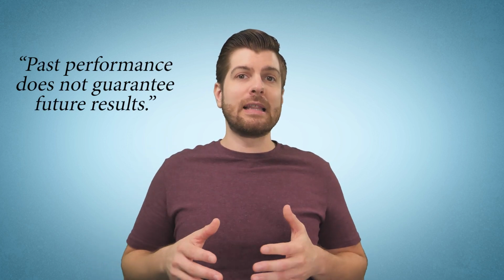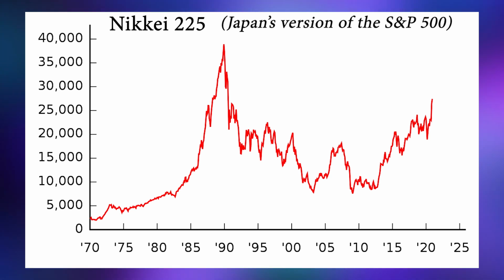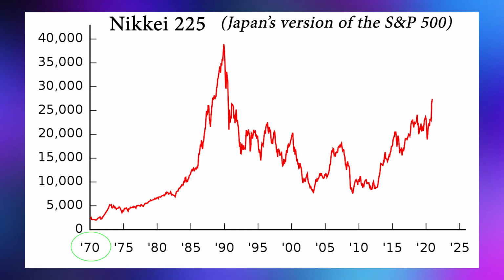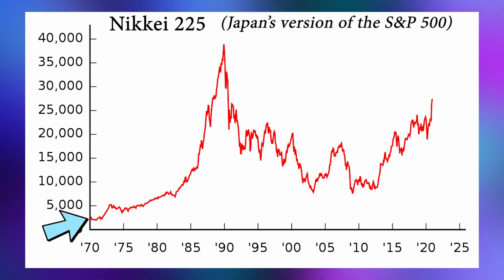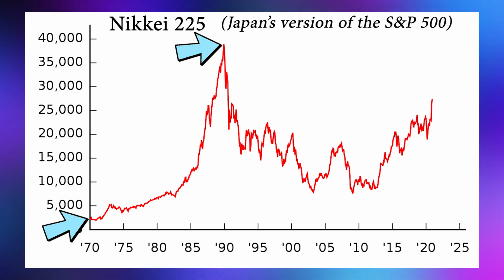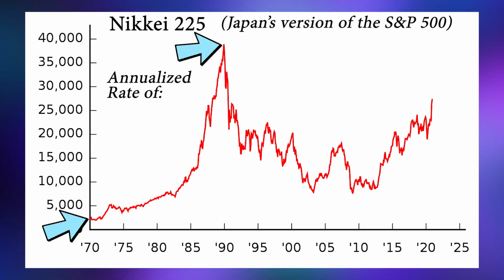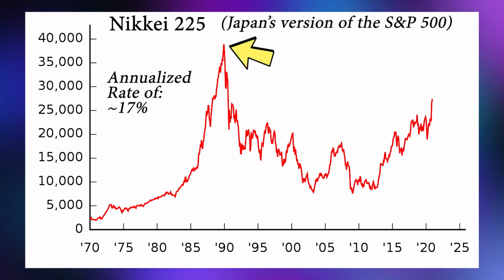And to illustrate this point, let's look at what happened in Japan over the past 50 years, just for a second. This chart here shows Japan's version of the S&P 500, which is called the Nikkei 225. And what you can see here is that between 1970 and 1990, the stock market grew massively in value. If you invested at the beginning of 1970, between then and when the market peaked in December of 1989, you would have increased your capital at an annualized rate of about 17%.